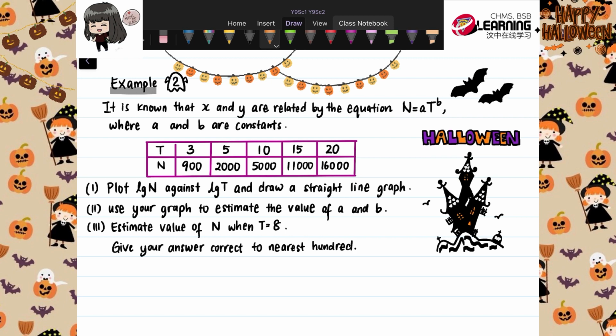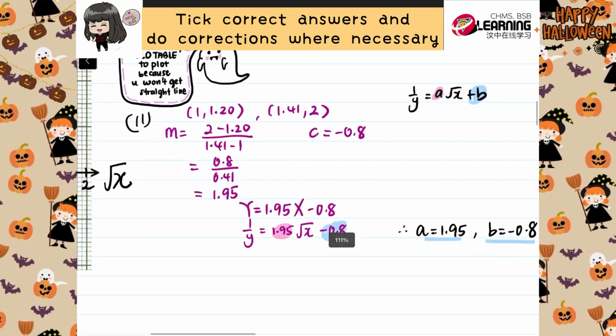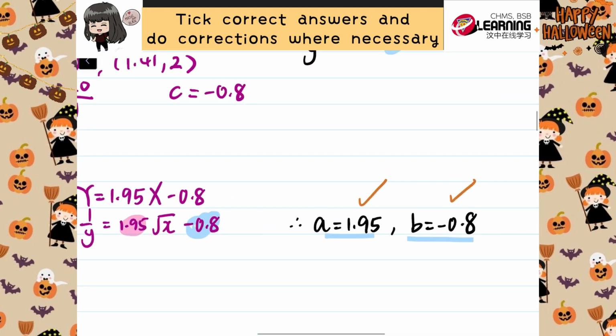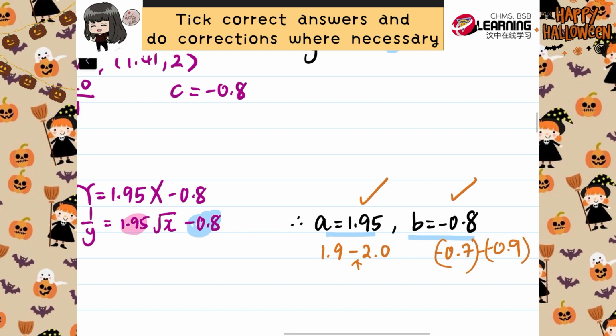So let's continue with our lesson. We check our homework for our previous lesson first. For example 1, your A is 1.95, your B is negative 0.8. We already discussed this in our previous lesson. For A, there's a range of answer. The answer will be in between 1.9 to 2.0, somewhere around there, and I accept that. For B, I accept somewhere around negative 0.7 to negative 0.9, somewhere around there. This is a range, this is not minus, this is 2.